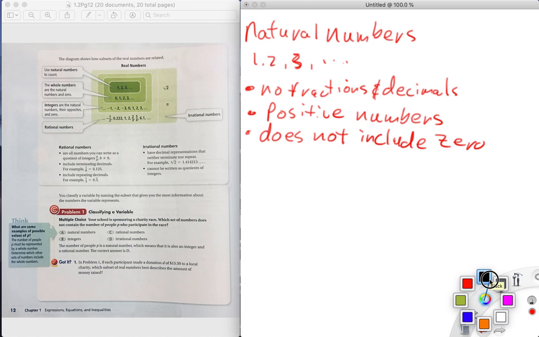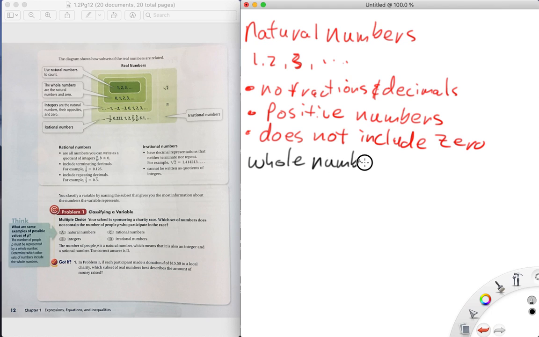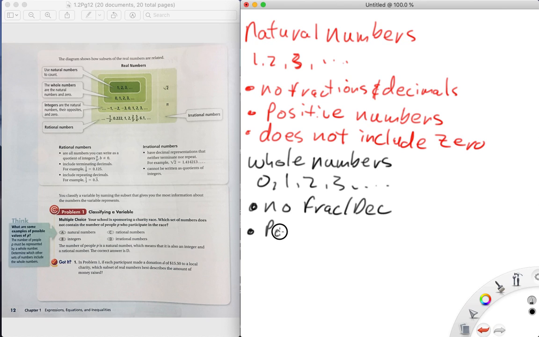Then we have something called whole numbers. Alright, whole numbers are very similar to natural numbers with just one caveat. Here's an example: 0, 1, 2, 3, dot, dot, dot. Very similar to natural numbers. Matter of fact, I'll say the first two are identical. No fractions or decimals. So I'll put fraction slash decimals. Positive numbers.